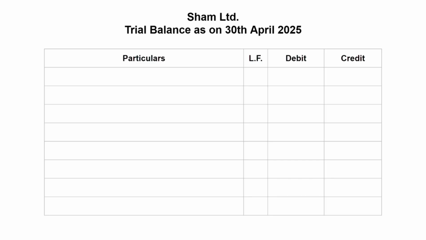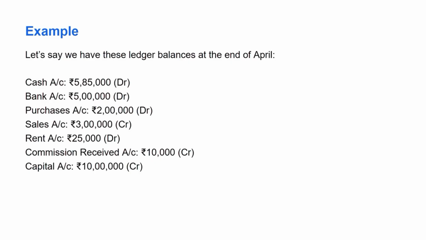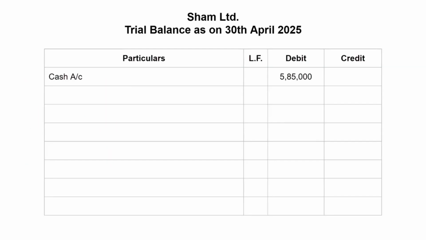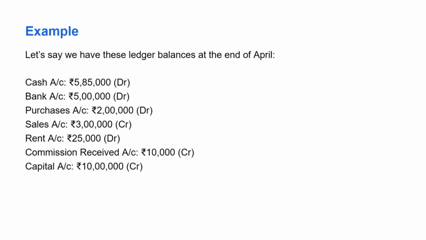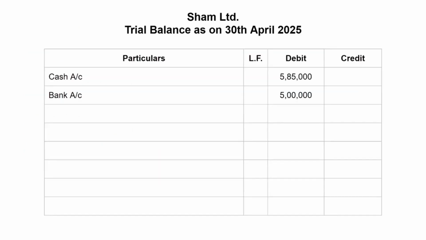Sham Limited trial balance as on 30th April 2025. Particulars, ledger folio, debit and credit. And we have got cash account 5,85,000 debit balance. So we record it as cash account debit side 5,85,000. Next, bank account 5 lakh rupees debit balance, and we'll record it as bank account debit side 5 lakh rupees.